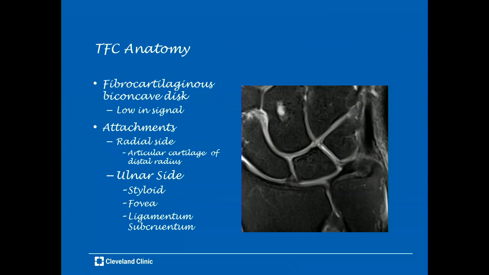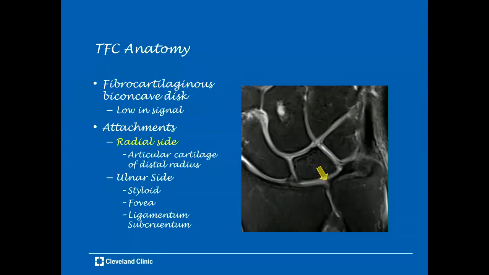Just a quick anatomy of the TFC, as this is important in order to be able to identify what's pathology and what's normal. The TFC, the disc itself, is a fibrocartilaginous disc that's biconcave in shape. A normal disc should be low in signal on all pulse sequences, similar to the meniscus of the knee. It has a radial-sided attachment that attaches to the distal radial articular cartilage and can therefore be high in signal and should not be mistaken as a tear.